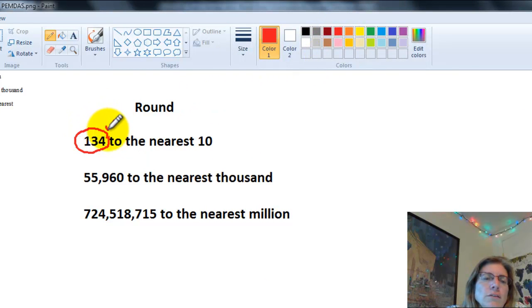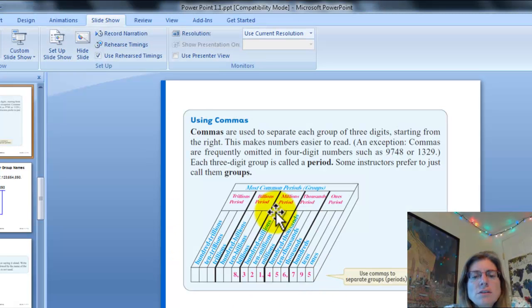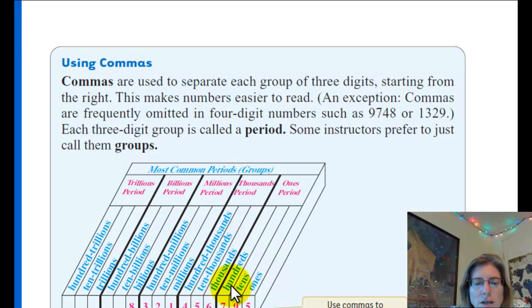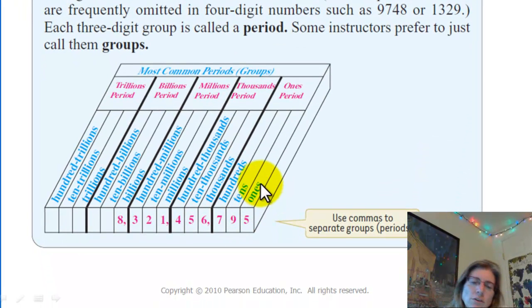4 is in the ones place, 3 is in the tens place, 1 is in the hundreds place. This is a place value chart. This is tiny, but this is where we get our place values, the order of them. Ones, tens, hundreds are in the ones period, or in that little first group of 3. Thousands, 10,000s, and 100,000s are in the next group of 3, which is the thousands period. Thousands period has a thousands place, but it also has a 10,000s place and a 100,000s place.